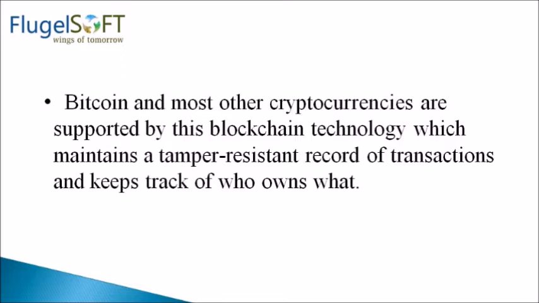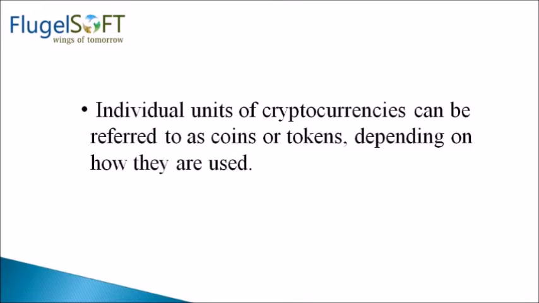The creation of blockchains addressed a problem faced by previous efforts to create purely digital currencies, hence preventing people from making copies of their holdings and attempting to spend them twice. Individual units of cryptocurrencies can be referred to as coins or tokens, depending on how they are used. Some are intended to be units of exchange for goods and services, others are stores of value, and some are mostly designed to help run computer networks that carry out more complex financial transactions.